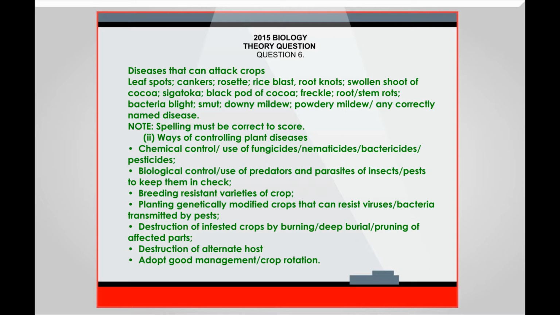Ways of controlling plant disease. Chemical control: use of fungicides, nematicides, bactericides, pesticides. Biological control: use of predators and parasites of insects and pests to keep them in check. Breeding resistant varieties of crops, planting genetically modified crops that can resist viruses and bacteria transmitted by pests. Destruction of infested crops by burning, deep burial, pruning of affected parts. Destruction of alternate hosts. Adopt good management and crop rotation.